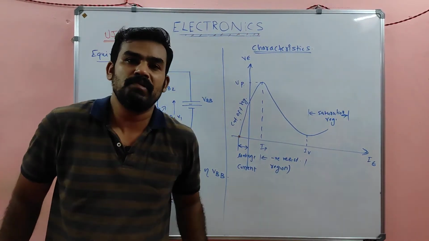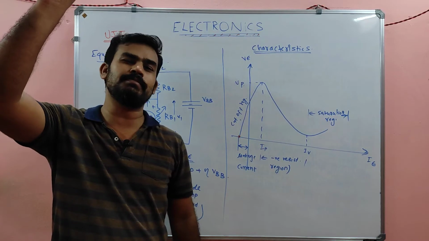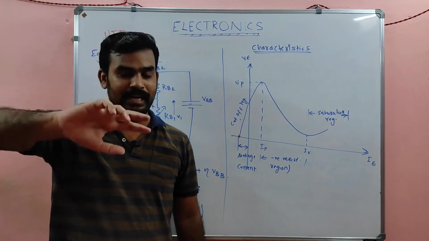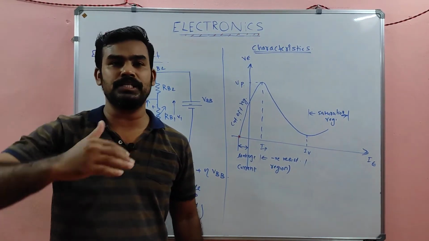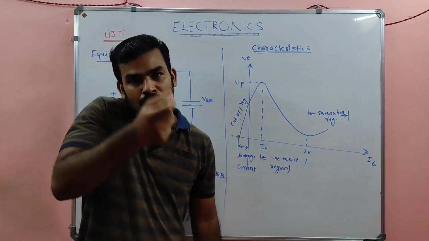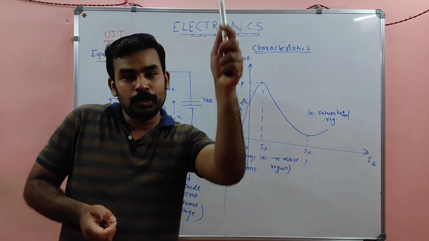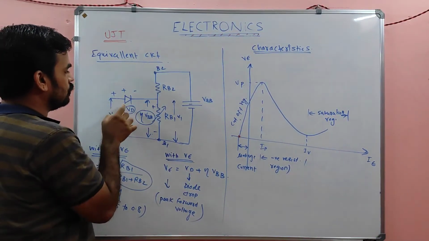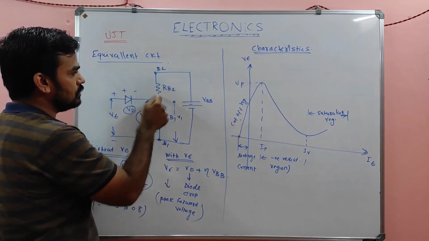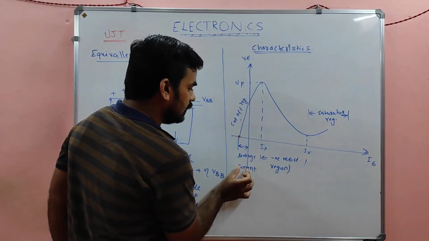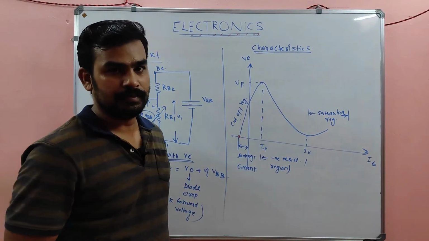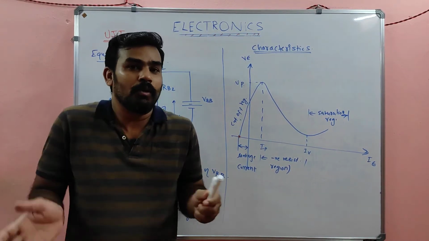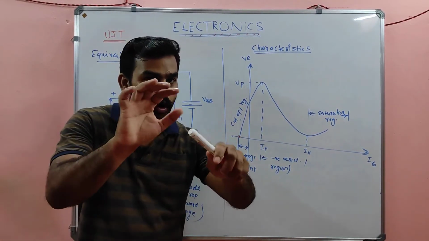That means even without applying V, due to minority carriers, there will be a small current. In the P and N region, it is not actually forward biasing, it is a reverse biasing of the P and N region, and there will be a small current due to minority carriers from B1 to P, B2 to P, from this region to this region. That is called the leakage current. That region is called the cutoff region, because we didn't turn on our UJT at that time. The UJT acts as an off switch there.